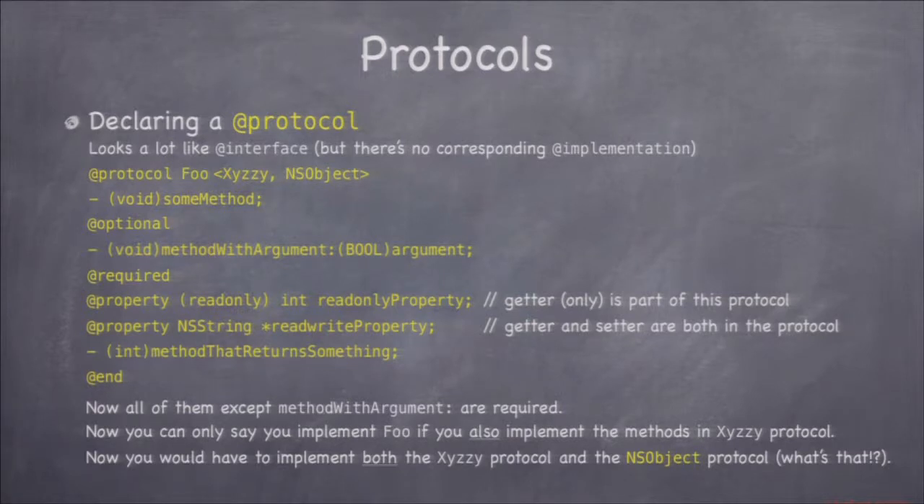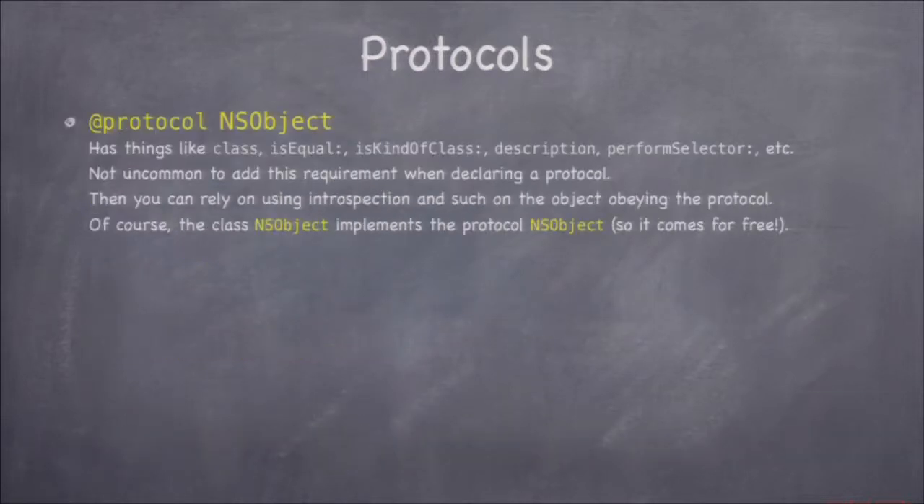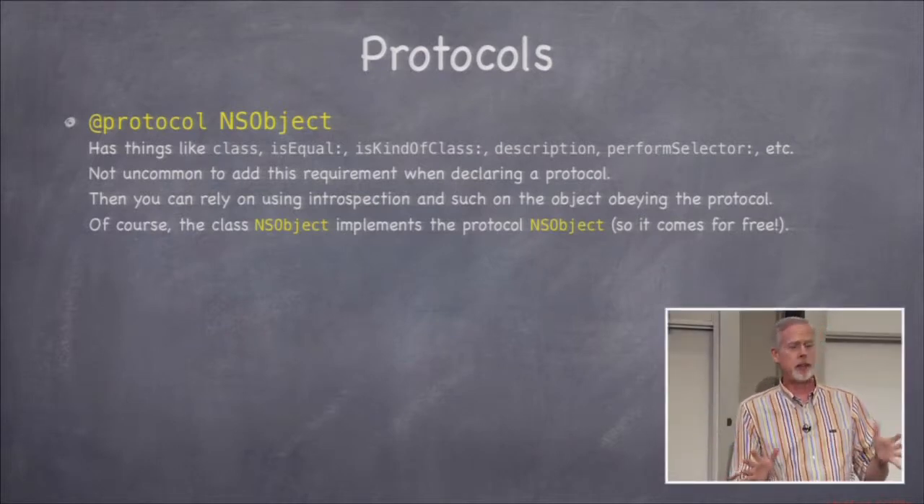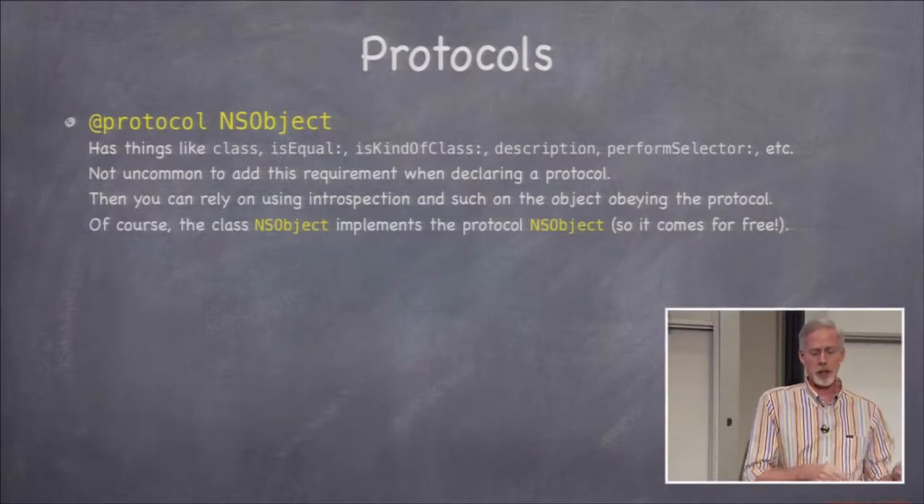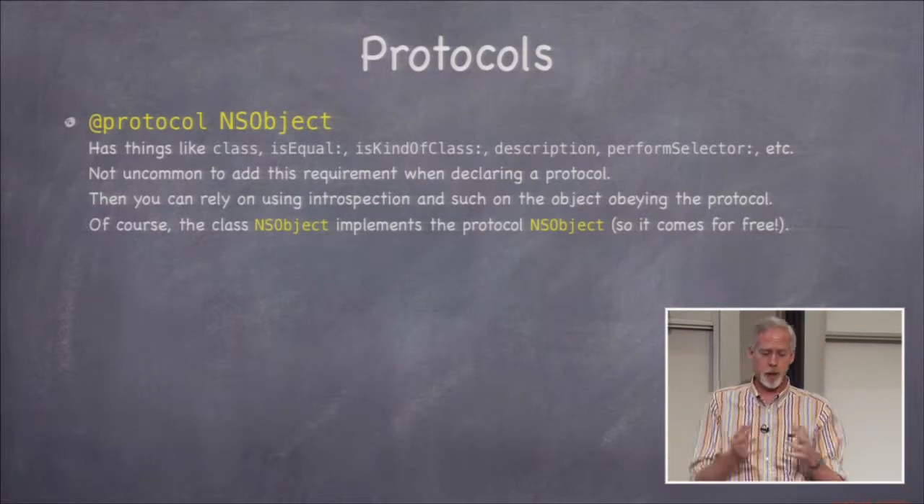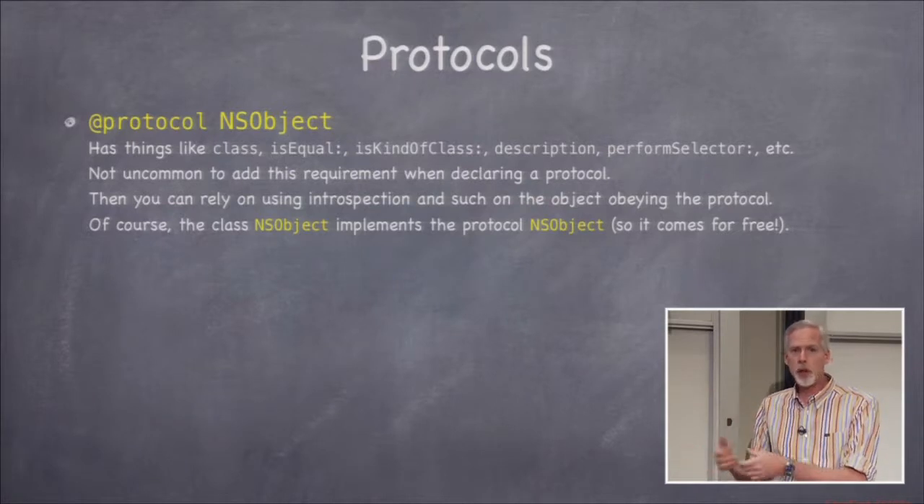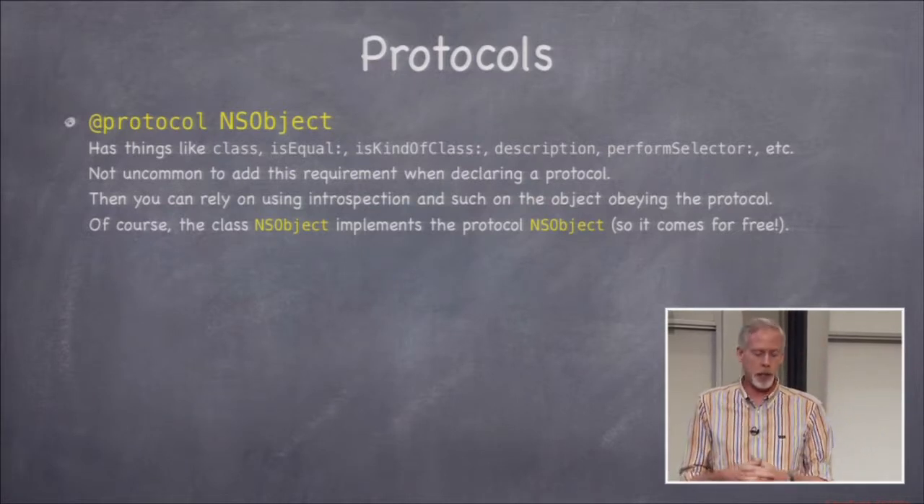Now let's talk about this NSObject protocol because it's a very common protocol. You're used to the NSObject class, right? And the NSObject protocol is basically a protocol that includes almost all the methods in the NSObject class. And why do we do this? Why do we have a protocol named NSObject and a class named NSObject? And they have pretty much the same methods in it. isEqual, isKindOfClass, description, performSelector, all those NSObject things.